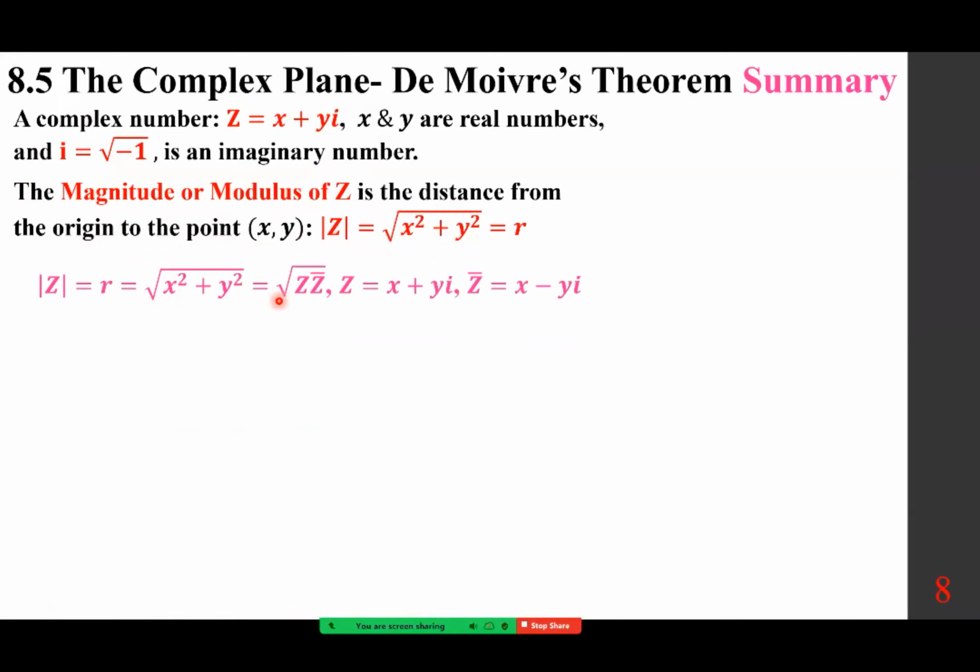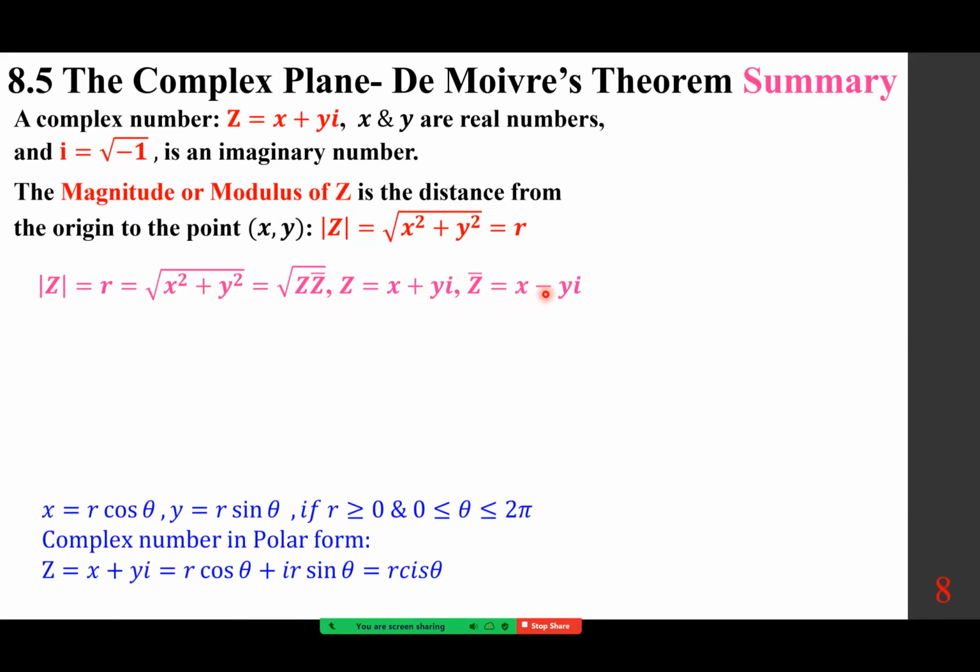We can also write it as the square root of z times z bar, where z is x plus yi, and z bar is x minus yi. The conjugate of z. So you just change this sign. a plus bi, a minus bi. Those are considered conjugates.